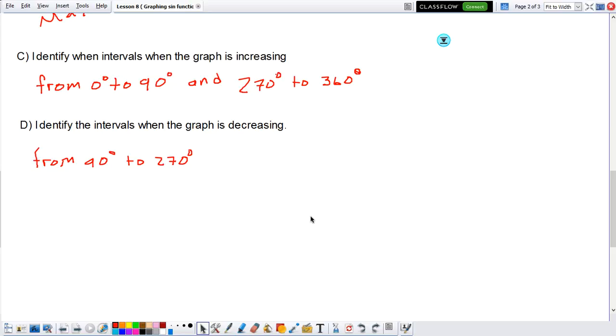These are some of the key properties when we're trying to analyze any kind of trig function. We need to identify the period, the amplitude, where my graph is increasing, where my graph is decreasing, and the relative max and the relative min.